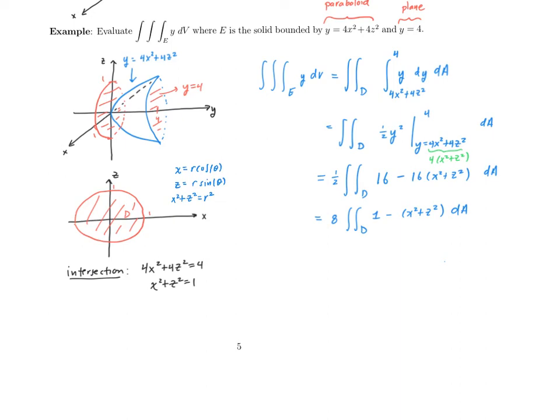And in polar coordinates, we can describe this region D as the r values varying from 0 to 1, and the theta values varying from 0 to 2 pi. So this will become 8, and now putting into polar coordinates, the x squared plus z squared is r squared, so we'll have 1 minus r squared, and in polar coordinates, the dA is r dr d theta. R on the inside varies from 0 to 1, theta on the outside varies from 0 to 2 pi.